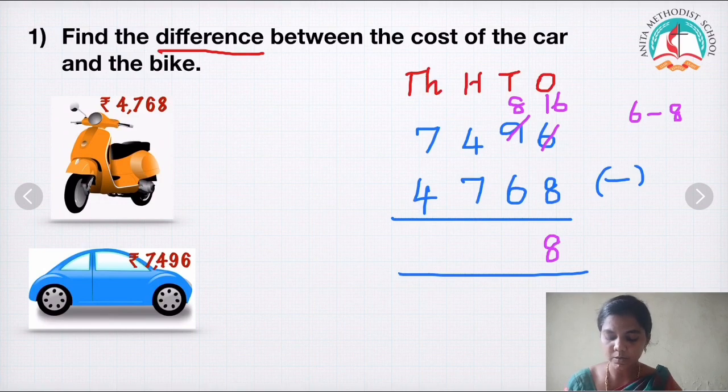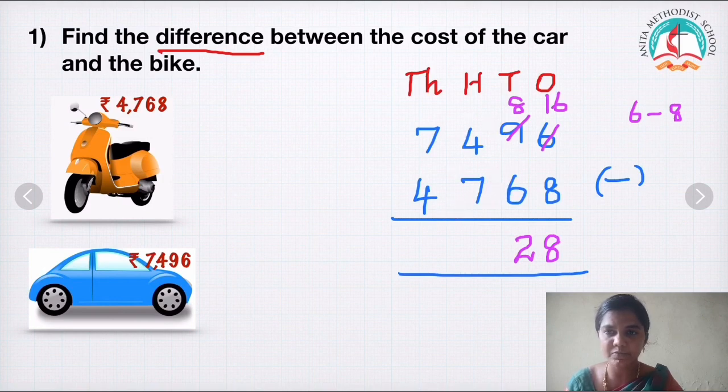Okay, so now we need to subtract the tens place. In tens place now we have 8 and 6. Okay, so now we can subtract 8 minus 6. So what is your answer? That is 2. Okay, so now we move on to the hundreds place.